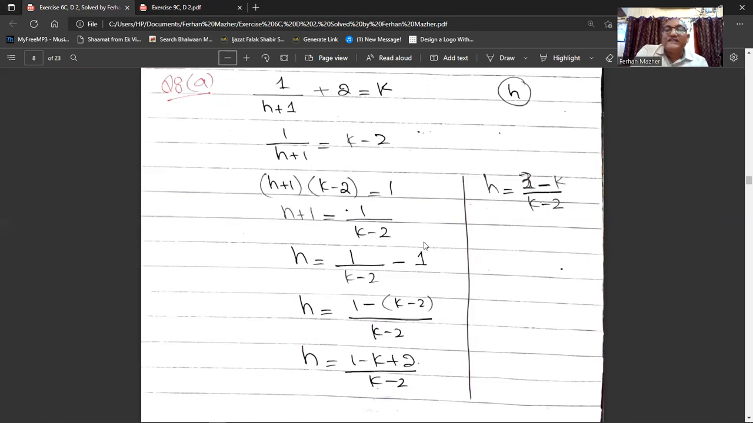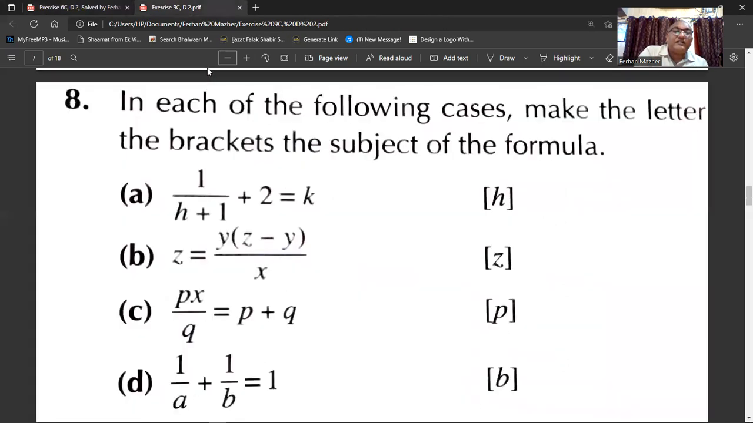When it will go to the other side, it will divide there. So 1 divided by k minus 2. So h will be equals to 1 divided by k minus 2 minus 1. So if I take the LCM here will be k minus 2. So 1 minus k minus 2 and that will be 1 minus k plus 2. And downstairs I have k minus 2. So it will be h equals to 3 minus k divided by k minus 2. So this is how you will do question number 8 and its A part.